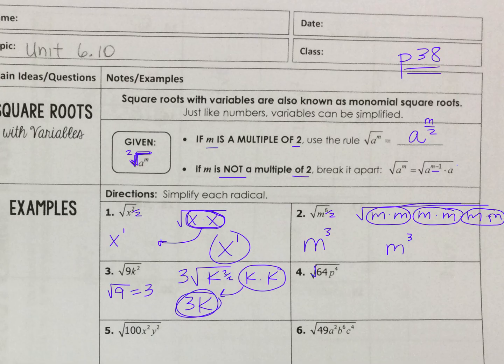64, the square root of 64 is 8, and then I have p, p, p, p. I'm going to group them, 2 groups, so 8p squared is what comes out. If you can in your mind just divide by 2 and take the p squared out, you can do it that way too.